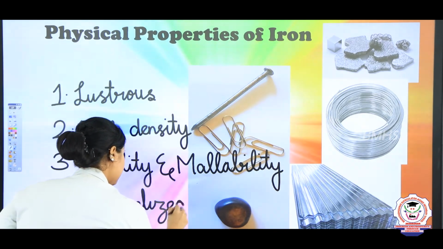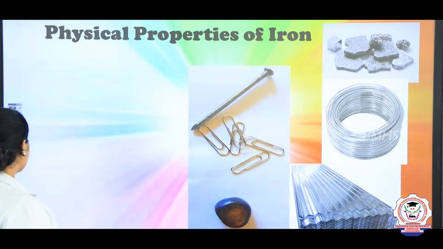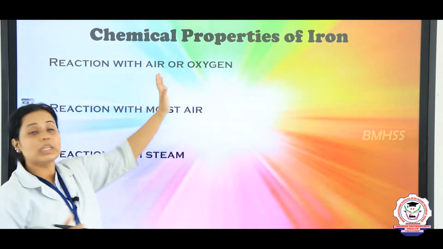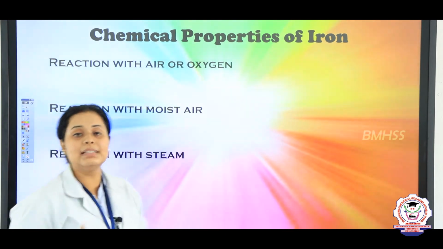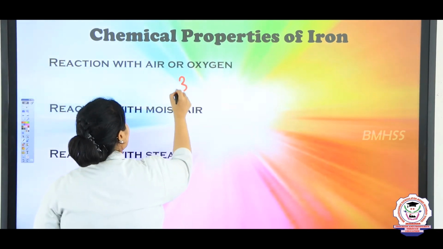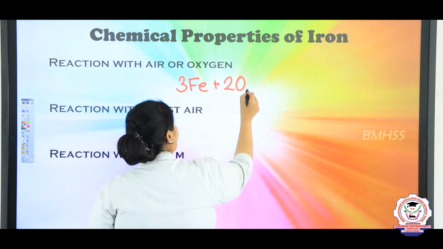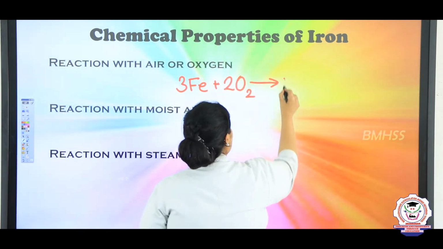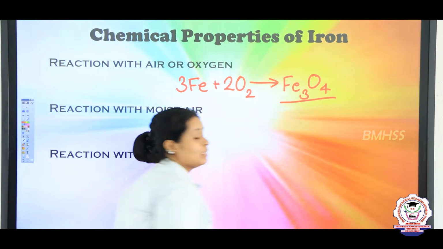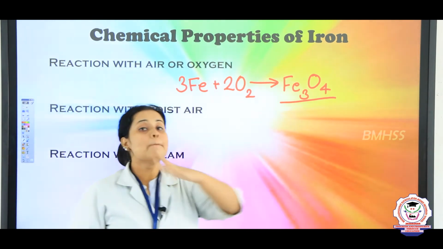Okay. So, these are the physical properties of iron. Same way, after talking about the physical properties, we need to know what is the chemical property. So, students, when the reaction with air and oxygen happens, you will see that some kind of oxide has been formed. So, the reaction will go on as 3Fe plus 2 molecules of water will give you Fe3O4, and this substance is a magnetizable substance which is an oxide and the color will be black.